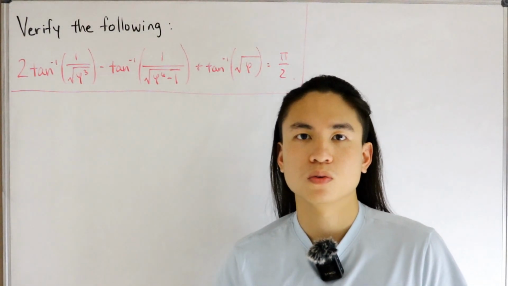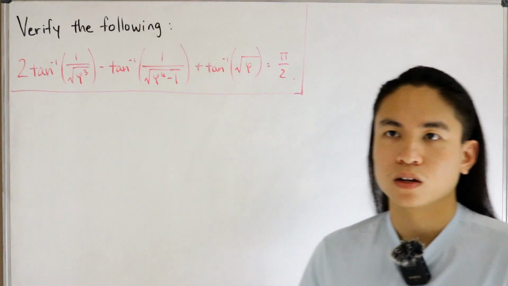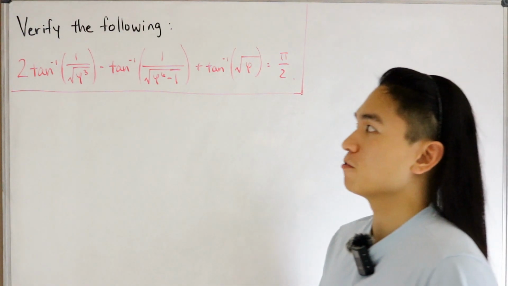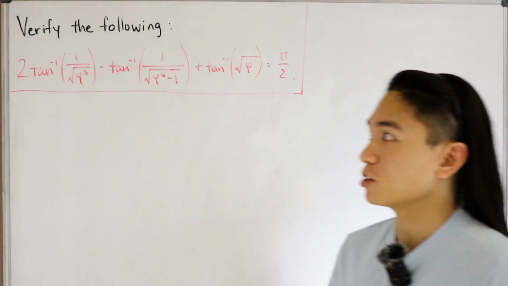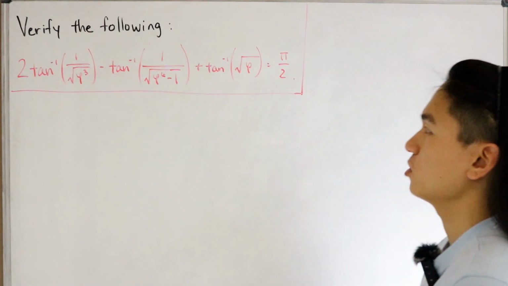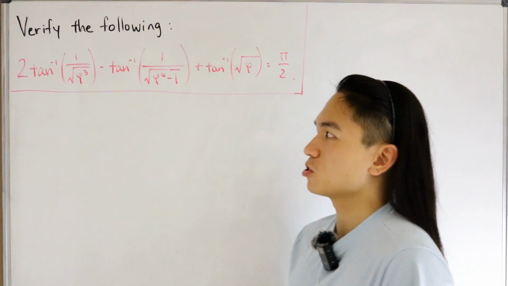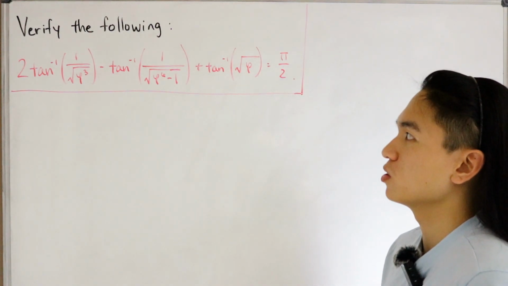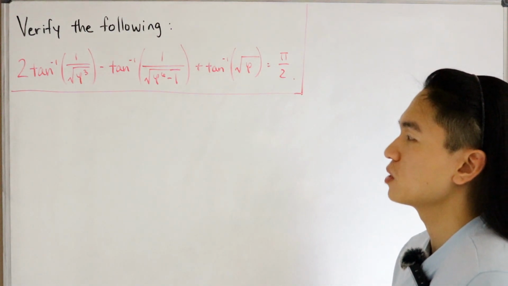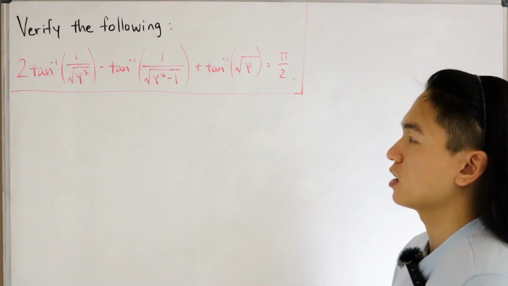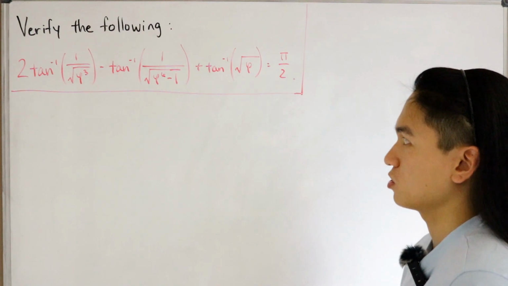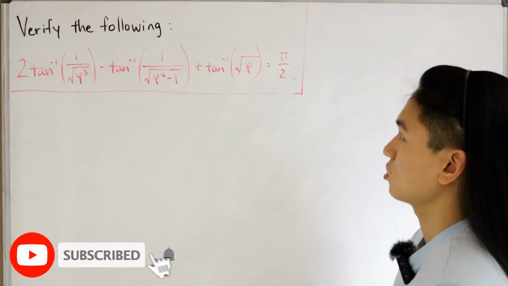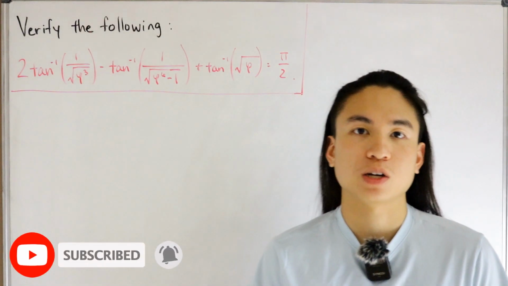Okay, so we'll go back to another video. Here we would like to verify the following identity involving the golden ratio number phi and some inverse tangent functions. We want to show that 2 times the inverse tangent of 1 divided by the square root of phi cubed, subtract the inverse tangent of 1 divided by the square root of phi to the power 6 minus 1, add that with the inverse tangent of the square root of 5, is simply equal to pi divided by 2.